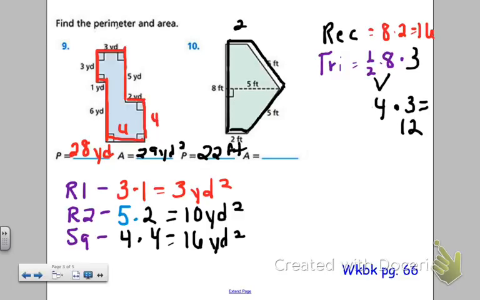And I just realized I had accidentally erased that one before. I think this was 28 if I remember correctly. 28 square feet for the area.